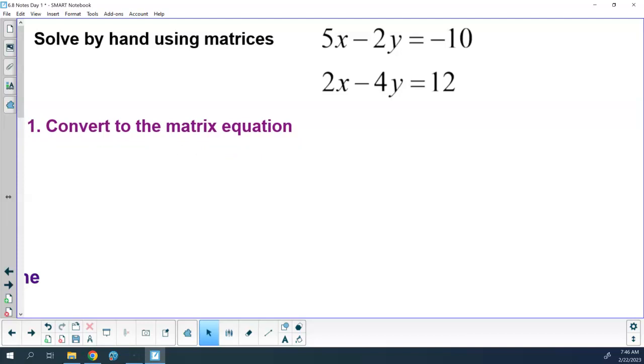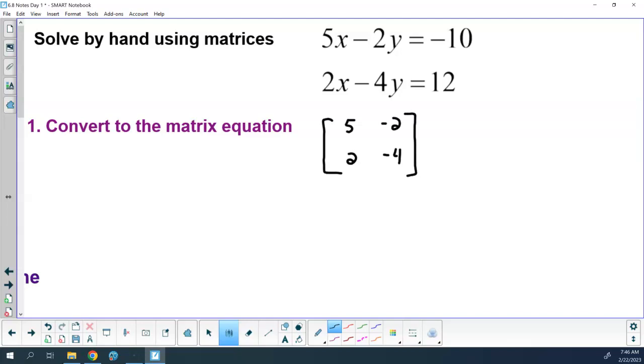Real simple to do. The first matrix is just the coefficient matrix: 5, negative 2, 2, and negative 4. That's why it's so important to have your equations lined up, x, y equals number. So that's the first one, literally just the coefficients of the variables written in that exact same order. Then the next matrix is going to be your variable matrix, x and y.